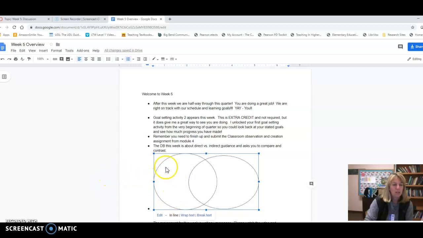Okay, so anyways, one circle is direct guidance, one circle is indirect guidance. Where they overlap is what they have in common. So those are our comparisons. These things are what they have in common. And these are our contrasts. So when we say compare and contrast, we have things that are specific just to indirect guidance over here, just direct guidance over here. Those are our contrasting, differing things. Where they overlap, those are our comparisons, and those are where they are similar.